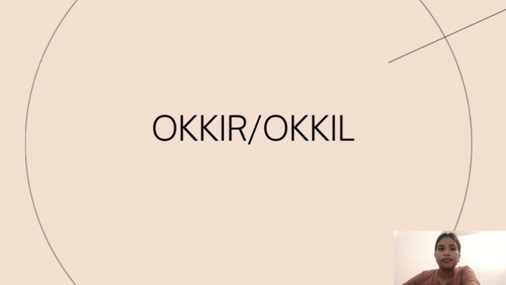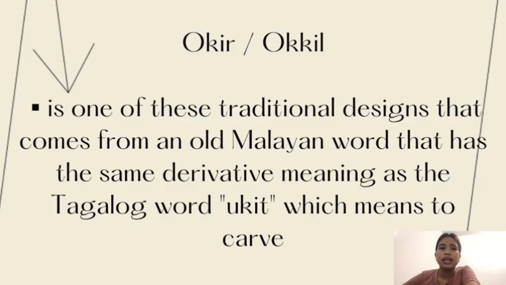Okir, or Okil. It is one of the traditional designs that comes from an old Malayan word that has the same derivative meaning as the Tagalog word ukit, which means to carve. Often rendered in wood and brass, it depicts animals, plants, and mythical figures in highly decorative long curvilinear lines and secondary arabesques.